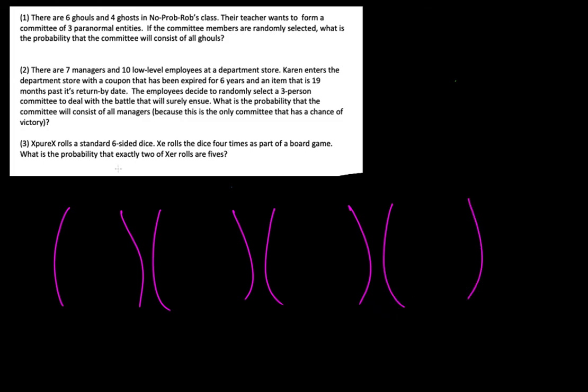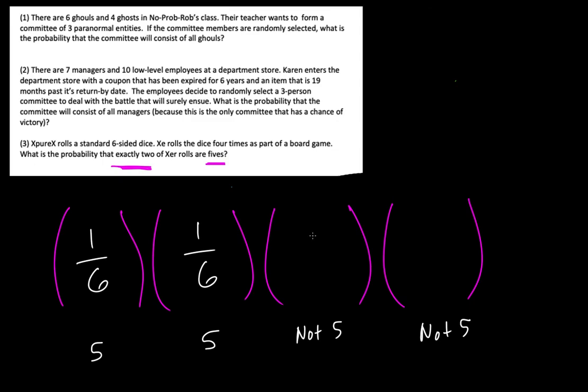Now we want exactly 2 of them to be 5s. So we're going to start with successes first. We have a 1 in 6 chance of getting a 5. We have a 1 in 6 chance of getting a 5. So this is rolling a 5, rolling a 5. And then for these ones we want anything but a 5, not 5, not 5. So for that, to get not a 5, we have a 5 out of 6 chance with both of those.